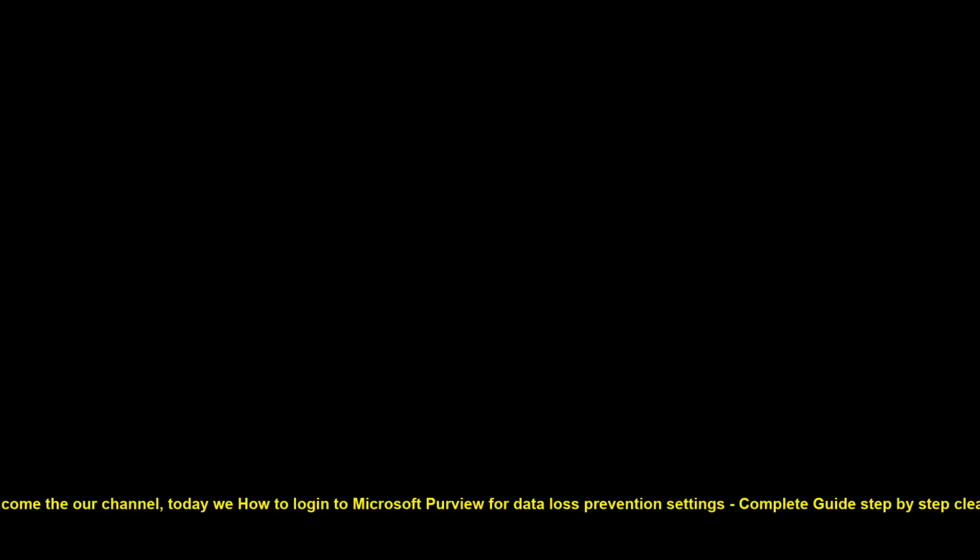by step, clearly. Start by opening your preferred web browser. In the address bar, type in the URL for Microsoft Purview. Press enter to navigate to the Microsoft Purview homepage. Once the page loads, locate the sign in option, usually found at the top right corner. Click on the sign in button.